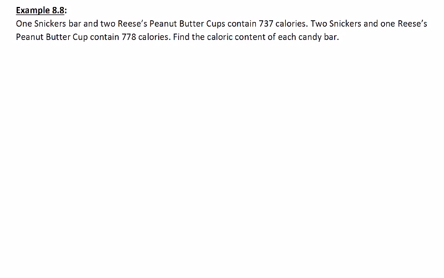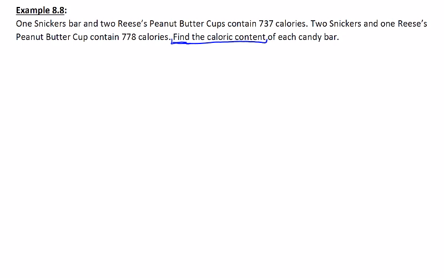1 Snickers bar and 2 Reese's peanut butter cups contain 737 calories. 2 Snickers and 1 Reese's peanut butter cup contain 778 calories. Find, yeah, that's what I'm looking for, find the caloric content of each candy bar. So I'm trying to find caloric content. That's what I'm after. And it says for each candy bar.